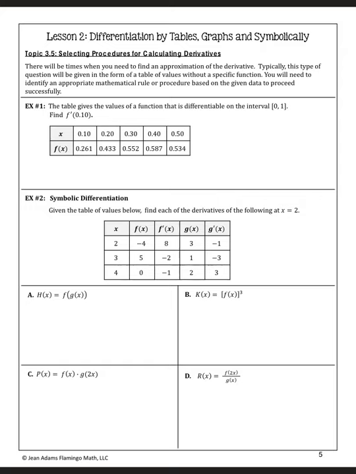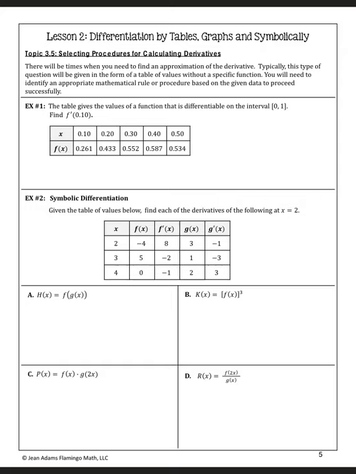So let's look at example 1. The table gives the values of a function that is differentiable on the interval from 0 to 1. Find f prime of 0.1. Again, you have to figure out which tool to use in your toolbox. We're not given an equation, so we can't use the power, product, quotient, or chain rule. The only thing that's left is our slope formula.